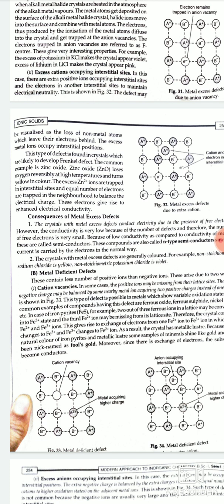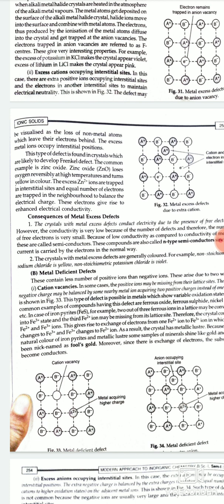First is cation vacancies. In some cases, the positive ions may be missing from their lattice sites. The extra negative charge may be balanced by some nearby metal ion acquiring two positive charges instead of one. This type of defect is possible in metals which show variable oxidation states. Common examples of compounds having this defect are ferrous oxide, ferrous sulfide, nickel oxide, etc.